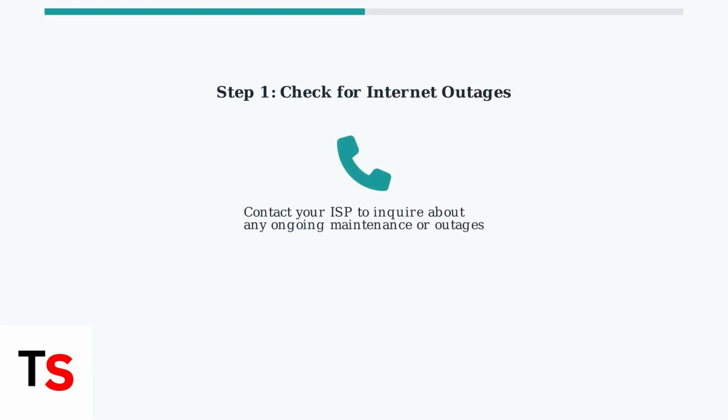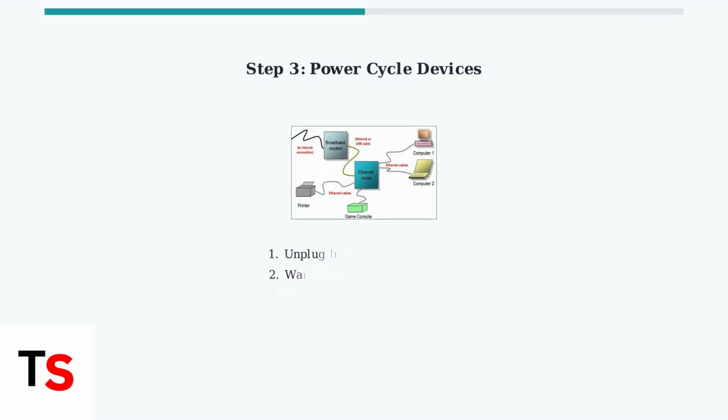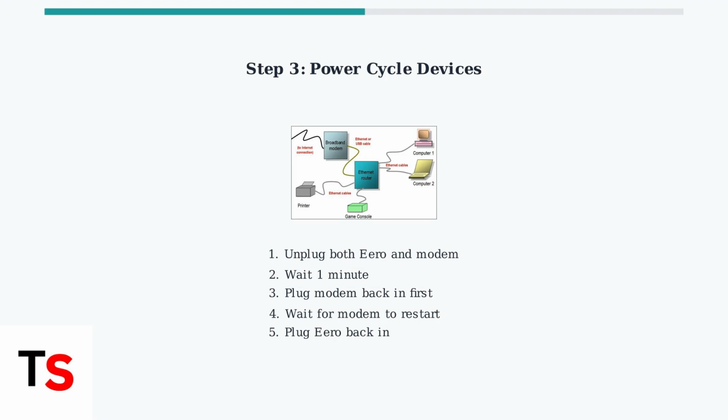The first troubleshooting step is to check with your internet service provider for any outages in your area. Next, inspect all network cables for secure connections and any signs of physical damage like cuts or kinks. The most effective troubleshooting step is power cycling both your Eero and modem.